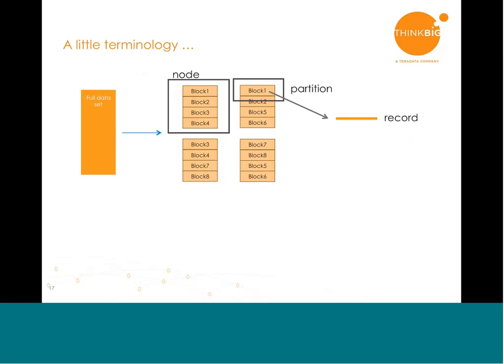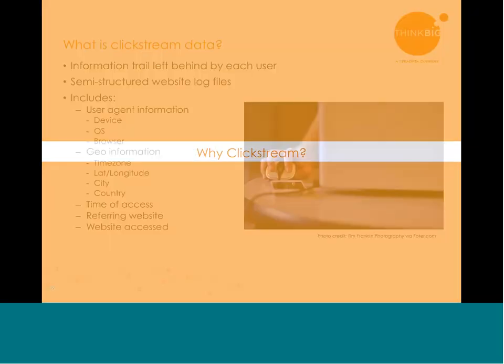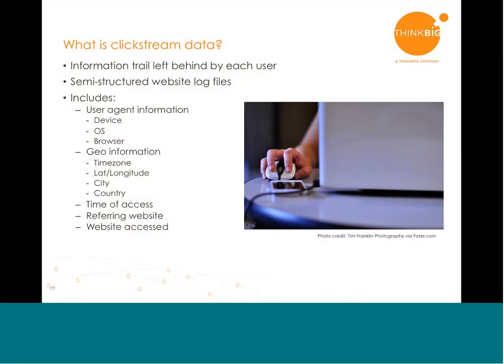So why is Clickstream data interesting? Clickstream data can be thought of as an information trail left behind by each user. Typically, this lives in semi-structured log files on a website, and it includes things like who's browsing, the device, the operating system, and the browser, where you're located, the time zone, latitude, longitude, city, and country, what time the website is accessed, where the user is coming from, and which particular page in a website is accessed.